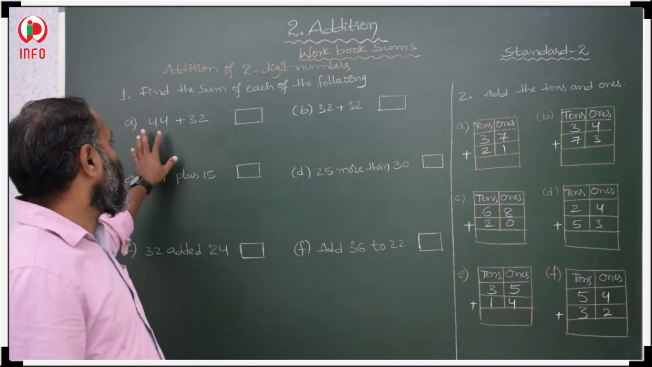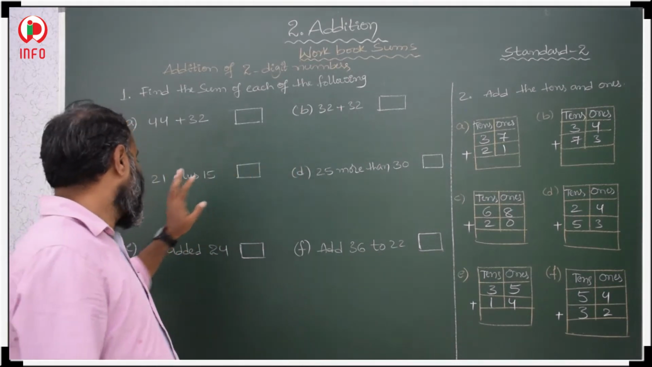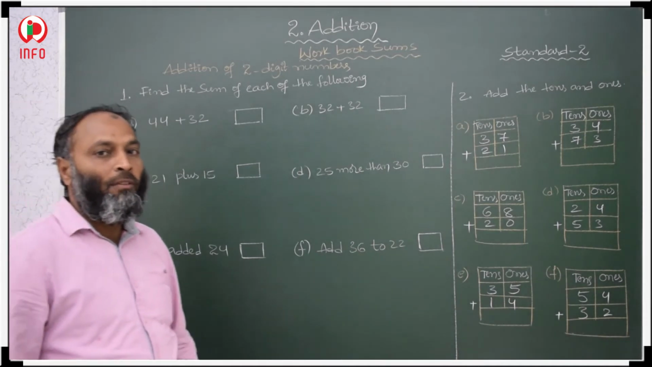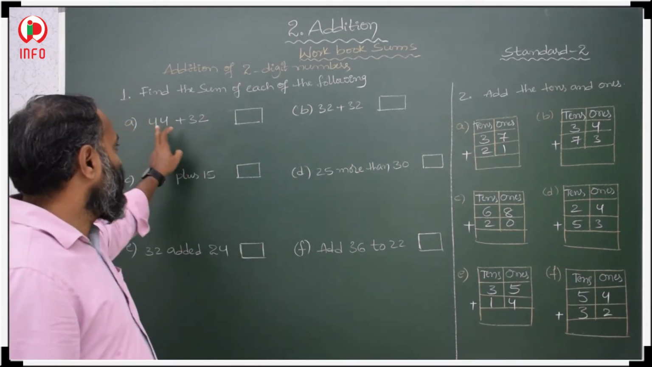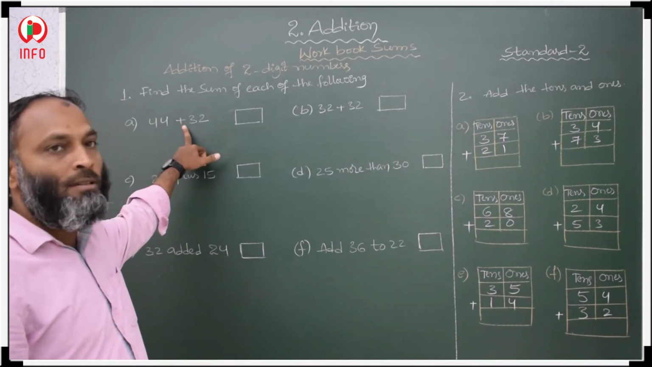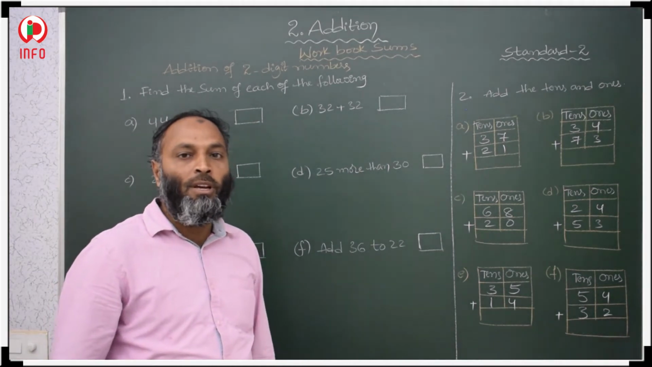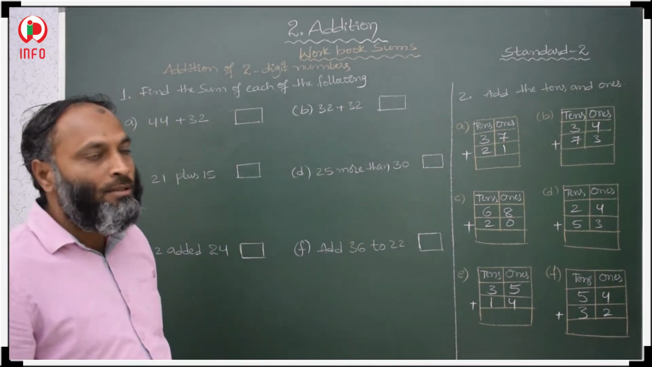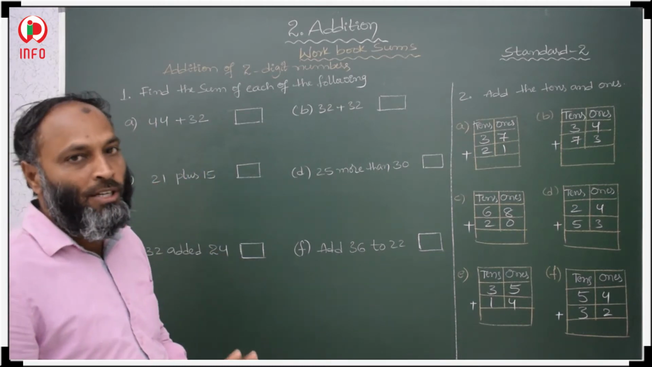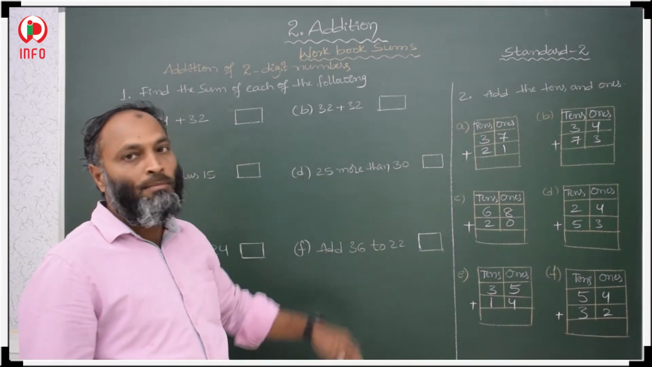6 questions were given: A, B, C, D, E, F. In these questions, we have to add and find the solution. In the first one, a direct plus sign is given, so we have to add and give the solution. Here, the addition symbol is given. Addition means just we have to add and give the solution. Here, 21 plus 15. Plus means addition only. This sign we can read as plus.